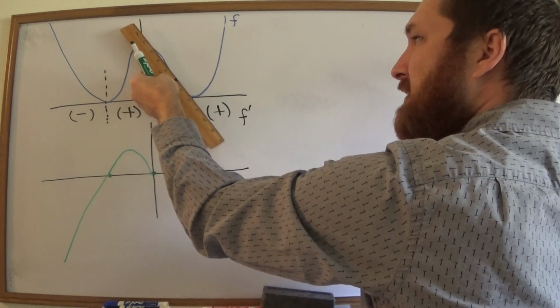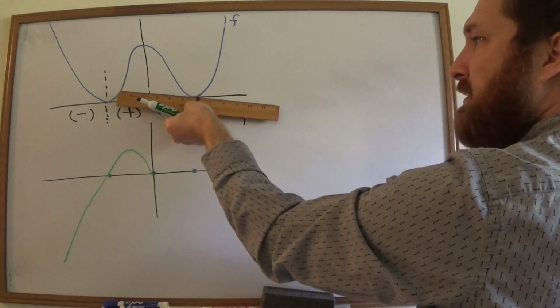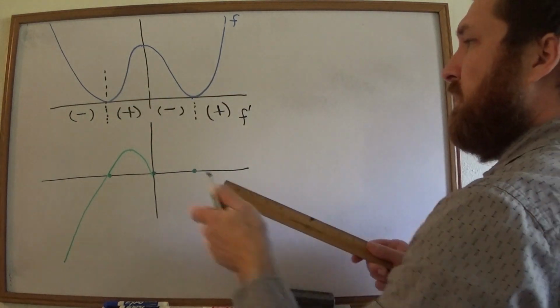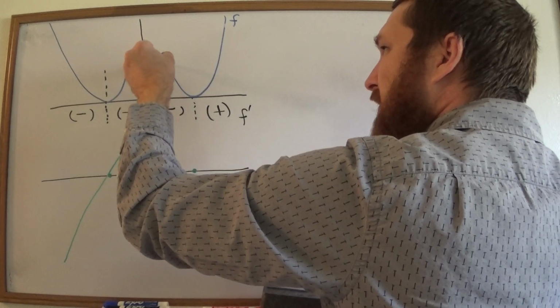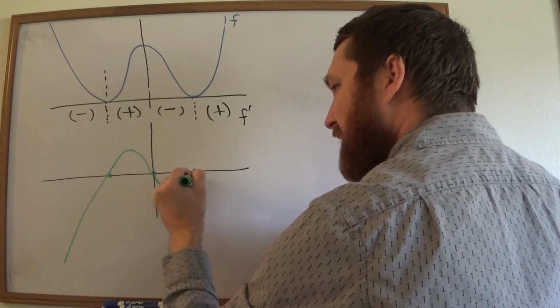Now it's still a negative slope, but it's getting less negative. It's getting closer to 0 until it gets to here. And so what we should see is getting more negative, getting less negative, back to 0.